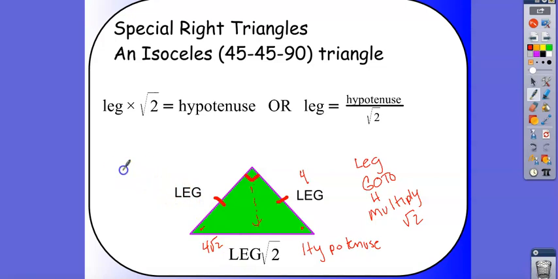If I know the hypotenuse and I want to go back to the leg, I'm going to do the opposite of multiply. I'm going to divide by root 2. So if this hypotenuse here is 4 root 2, I would say 4 root 2 divided by root 2 would make the leg 4. And let me show you some examples.